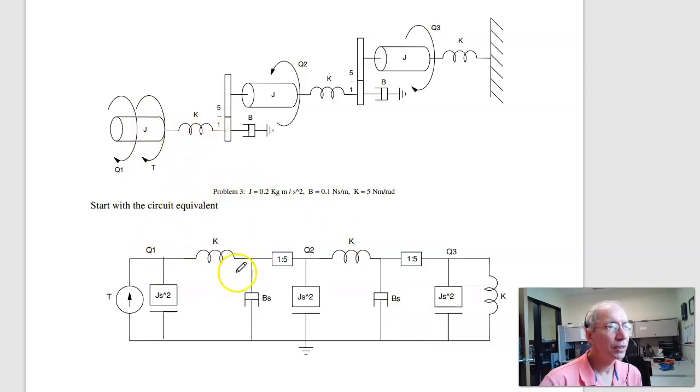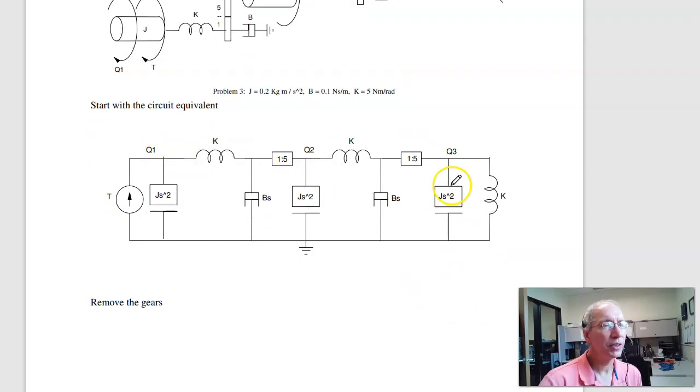I've got a spring. That spring goes to friction and a gear, a 1:5 turn ratio. On the other side of the gear, I've got inertia to ground. I've got a spring that goes to another gear. And I've got friction. Then I got another gear. Gear goes to inertia and spring. So there's your circuit equivalent.